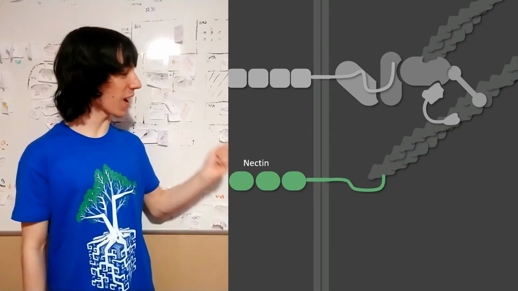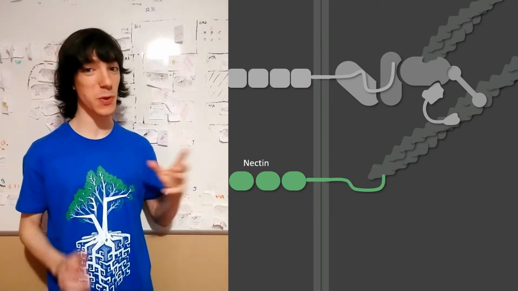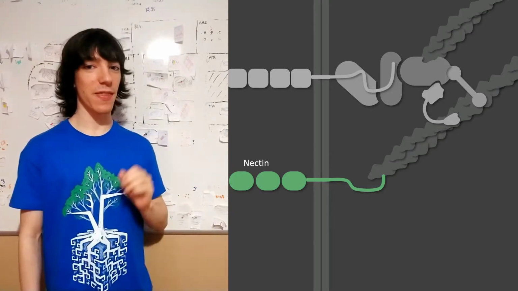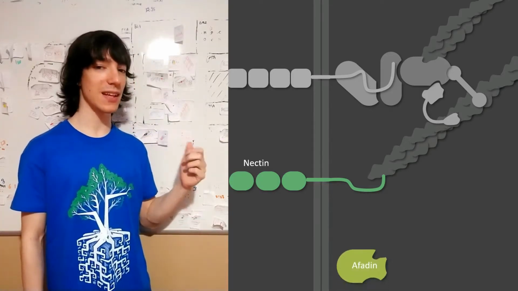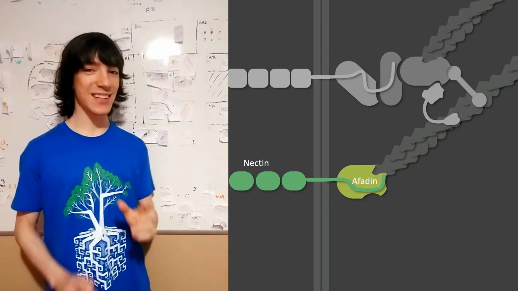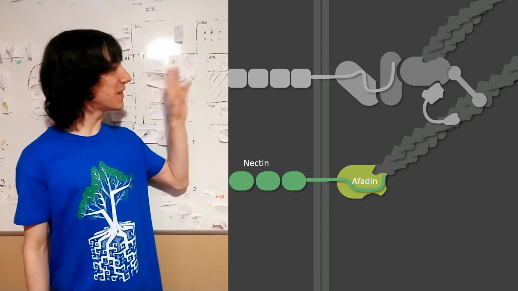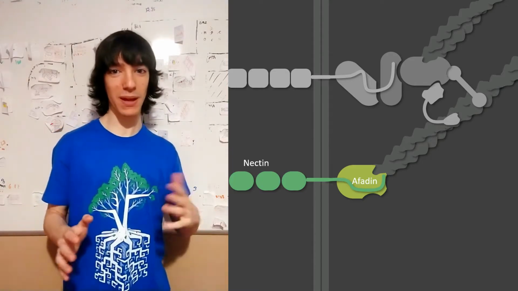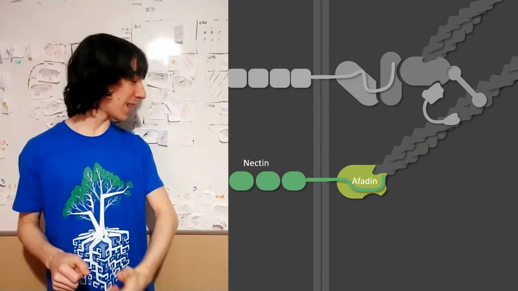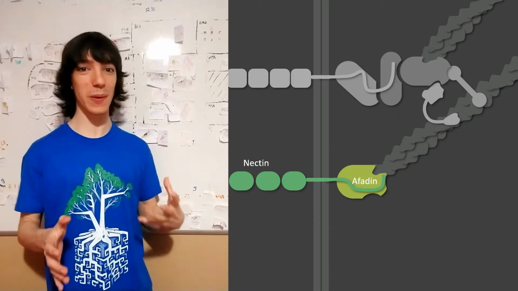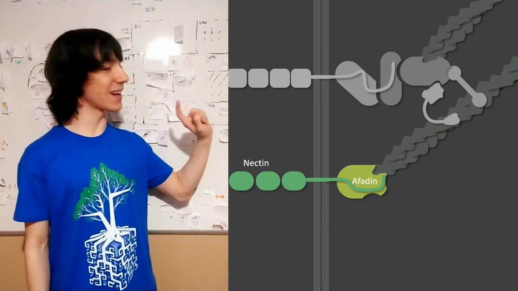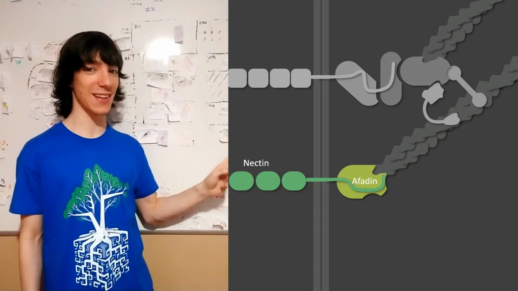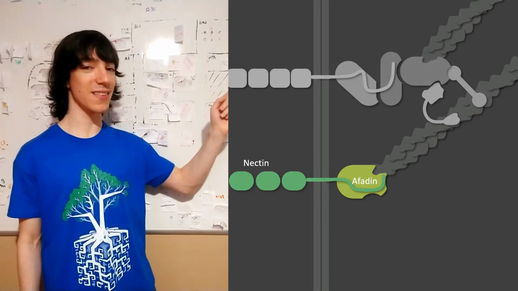Nectin can also interact with actin microfilaments in the interior of the cell, but again, it needs adapters. The main adapter for nectin is afadin. Afadin is kind of like a combination of beta-catenin and alpha-catenin, at least in function, not in structure. It can bind to the nectin, the transmembrane protein, sort of like beta-catenin did, and it can also bind to the actin microfilaments, sort of like alpha-catenin did.